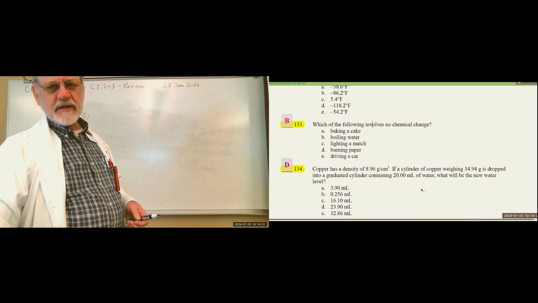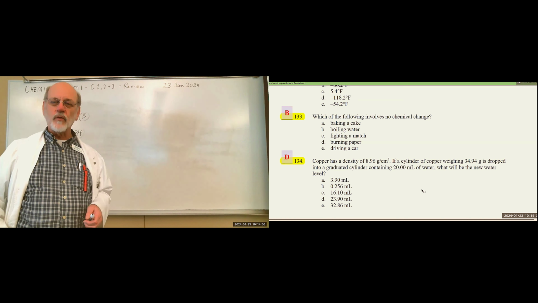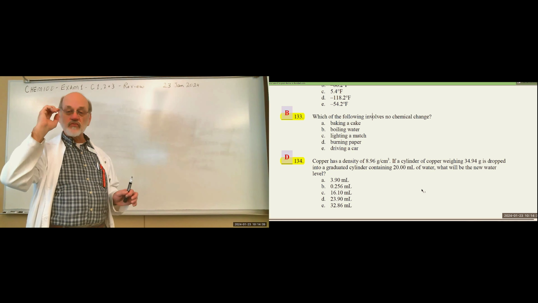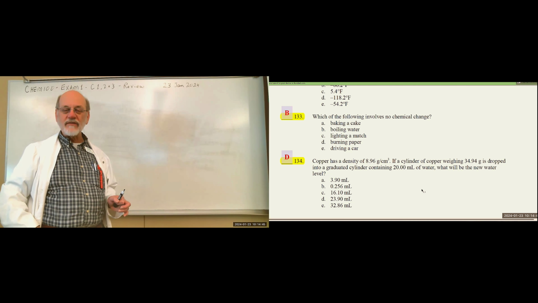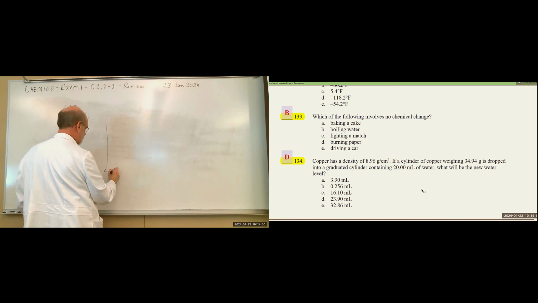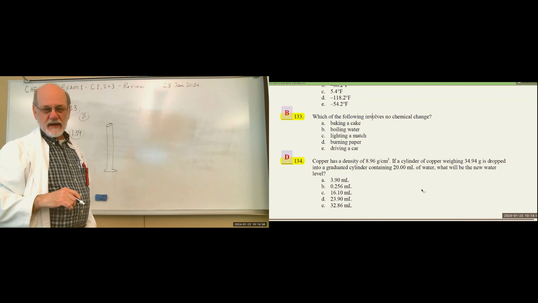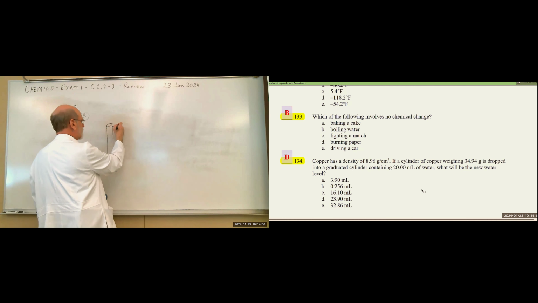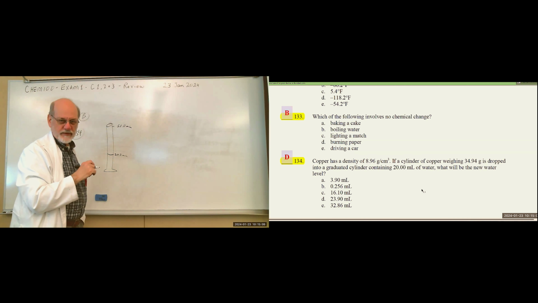134. Copper has a density of 8.96 grams per cubic centimeter. If a cylinder of copper weighing 34.94 grams is dropped into a graduated cylinder containing 20 milliliters, what will be the new water level? Let's draw a picture. Let's say this is a 50, so 20 would be down here somewhere. Now we're going to drop that copper cylinder in here.